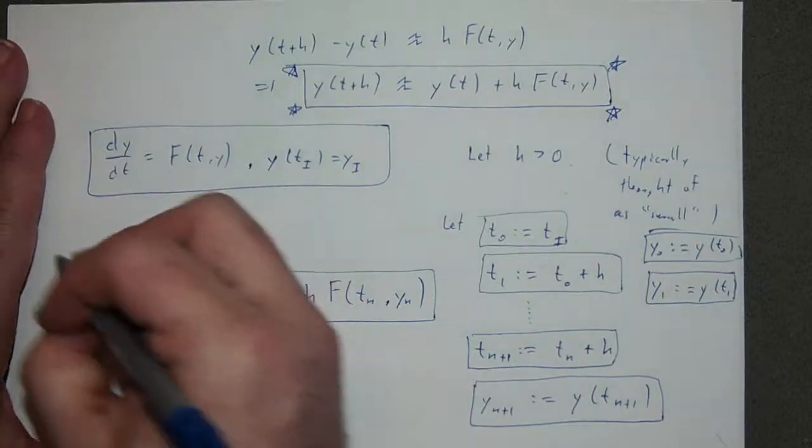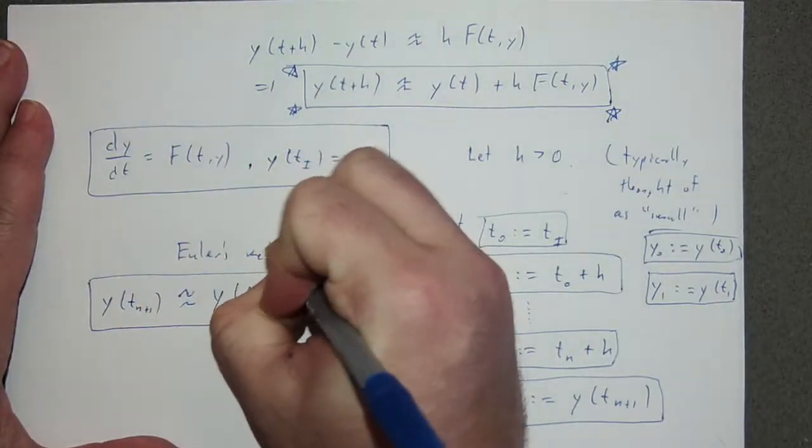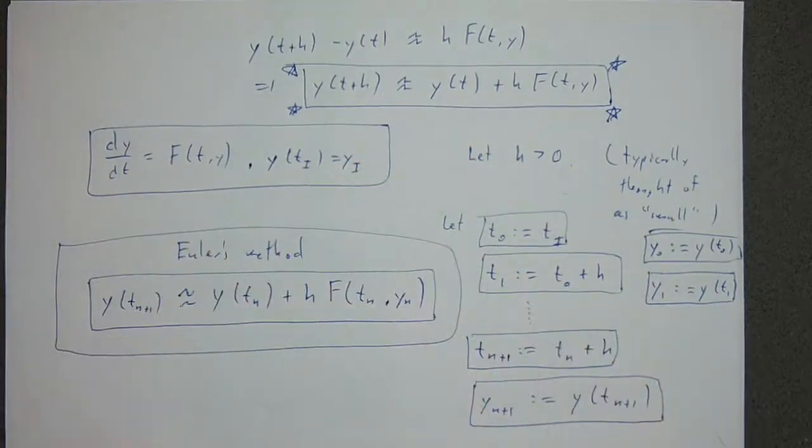So this is it. This is Euler's method, or explicit Euler's method. Like I said, I'm not really going to distinguish, because this is really the only one that we talk about. So there it is.